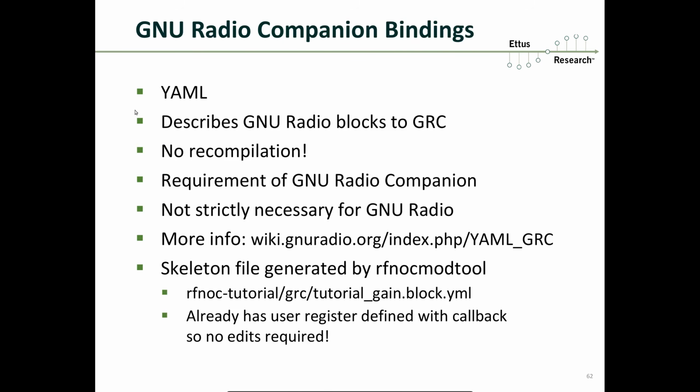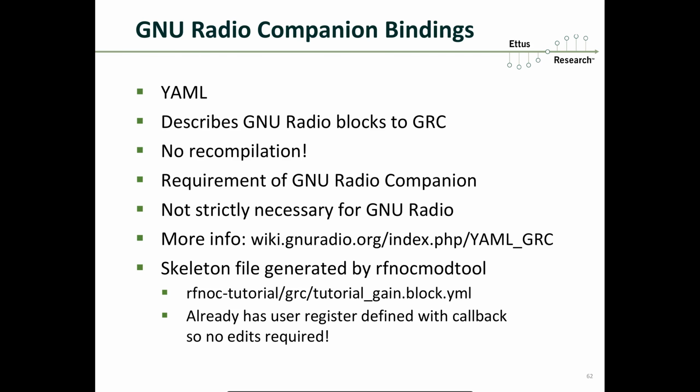So next we have the GNU Radio Companion bindings that are written in YAML. What this does is it describes our GNU Radio block to GNU Radio Companion. And the nice part about it being in YAML is no recompilation, so you can just change it on the fly. This is a requirement of GNU Radio Companion, but not strictly of GNU Radio. There is info on the gnu-radio.org wiki about these YAML files and what's in them and how to edit them. I'm not going to go over it here.